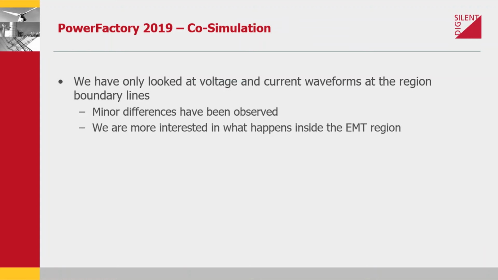In this example, I have shown you the voltage and current waveforms at the boundary lines. Minor differences from the purely EMT simulation are observed, but these can be explained. However, normally, we are not so interested in the behavior at the region boundary, but more in what happens inside the EMT region. Within the region, we can expect the RMS to EMT responses to have an even higher correlation with EMT to EMT responses.